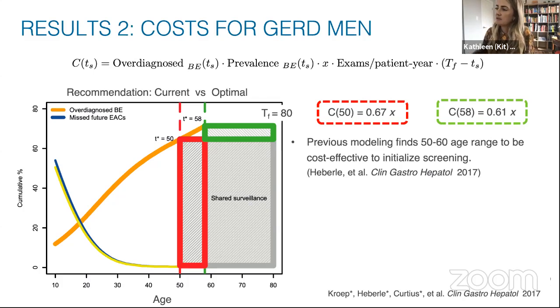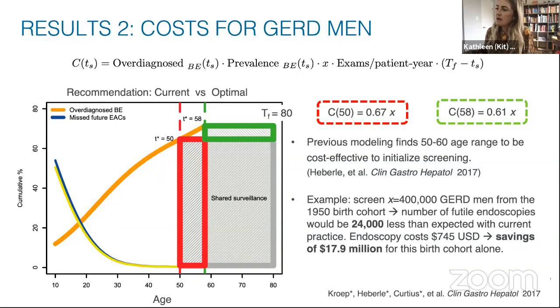And then from this example, let's put some numbers to this. If you look at census data, you can predict that about 400,000 men with GERD were born in 1950. And if you compute this cost function, this means that about 24,000 fewer endoscopies are expected if you screen at age 58 versus age 50. Now, an endoscopy costs around $745 US each. So that implies a savings of about $17.9 million for the lifetime of this birth cohort alone.